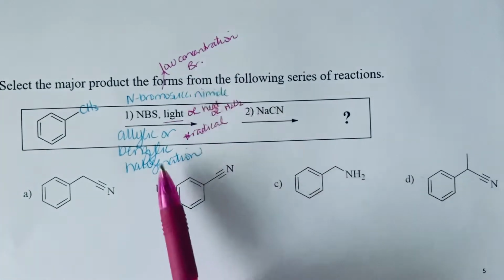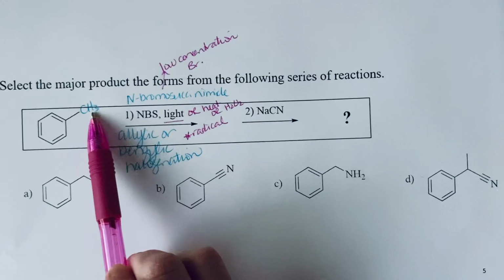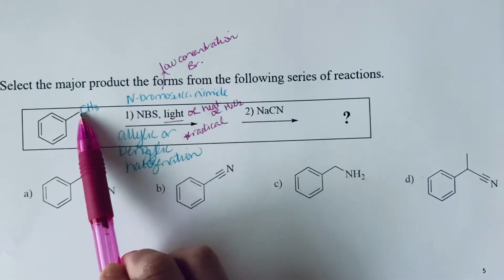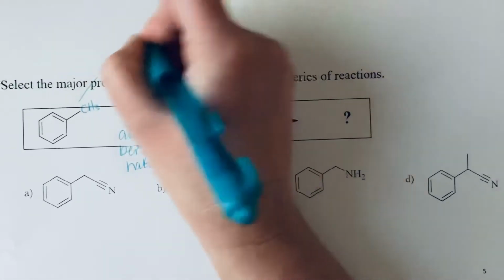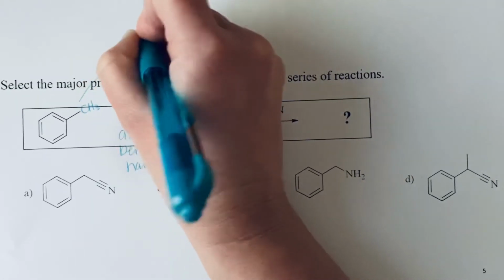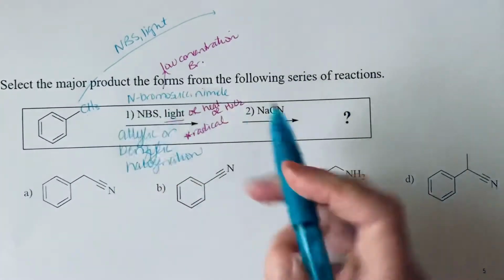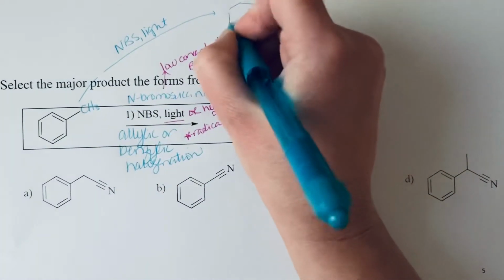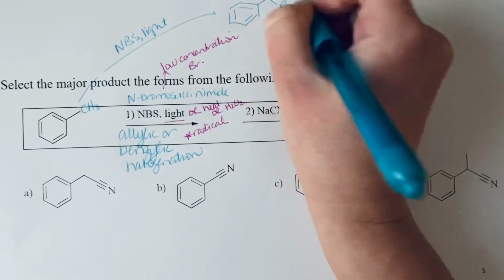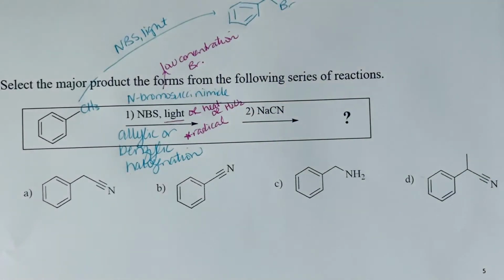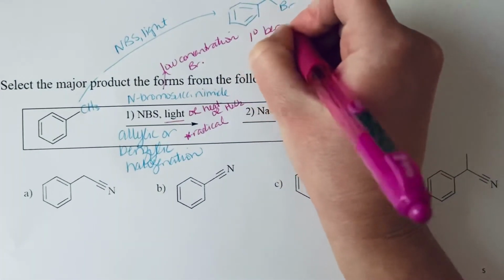So what this is going to do, benzylic halogenation, means you're going to replace one of the hydrogens at the benzylic position. So that's the carbon that is attached to the benzene ring. So after this first step with NBS and light, we will have replaced one of these benzylic hydrogens with a bromine. So we'll end up with benzyl bromide. Here is our intermediate. And so we have a primary benzylic halide now.